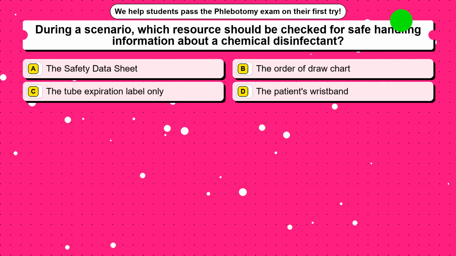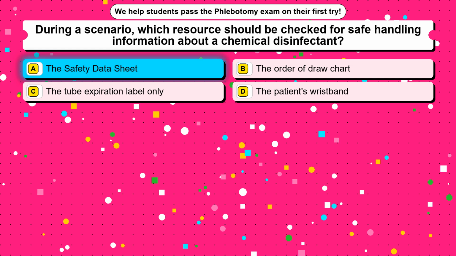Question 12. During a scenario, which resource should be checked for safe handling information about a chemical disinfectant? Option A. The safety data sheet. Option B. The order of draw chart. Option C. The tube expiration label only. Option D. The patient's wristband.